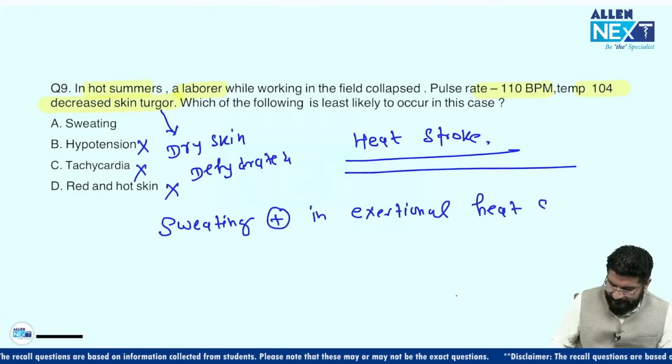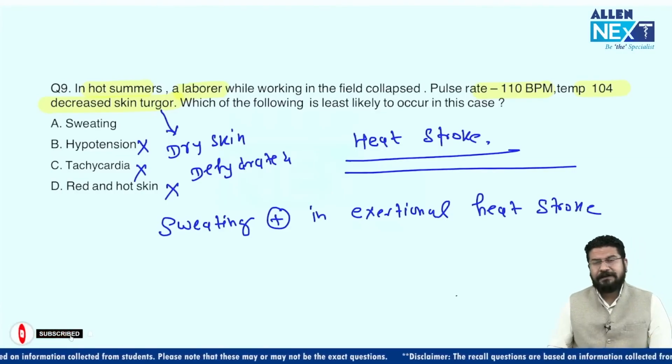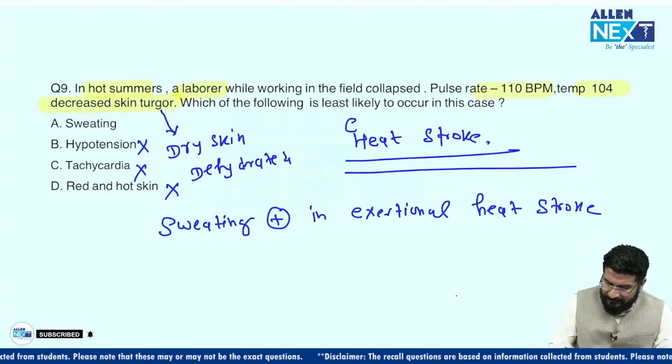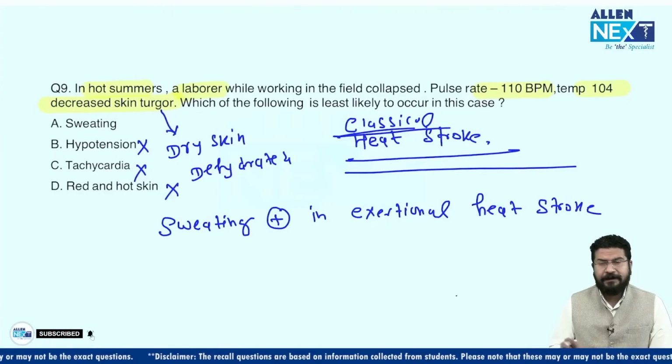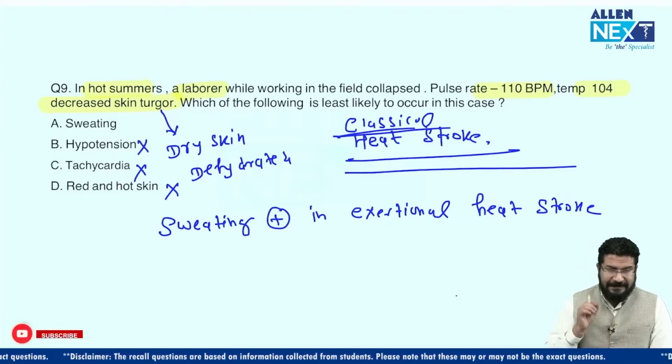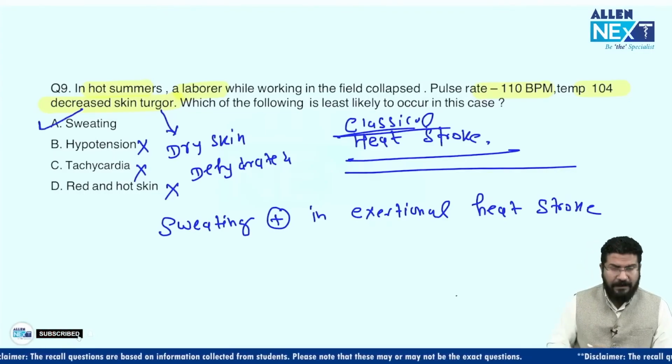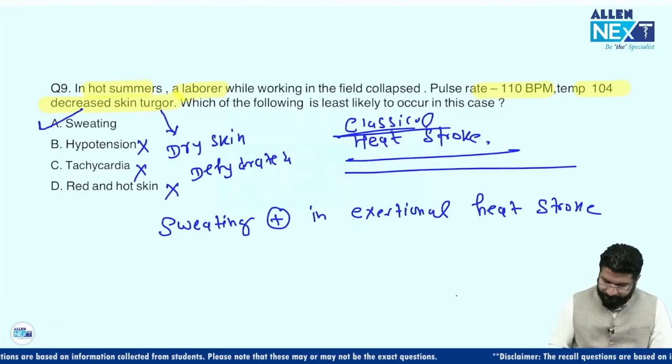Sweating you can see in exertional heat stroke, and this exertional heat stroke is seen in young persons. This is the case of classical heat stroke. So in classical heat stroke, remember, sweating is absent. So you can see decreased skin turgor, that is giving you a hint to mark the correct answer, that is sweating.